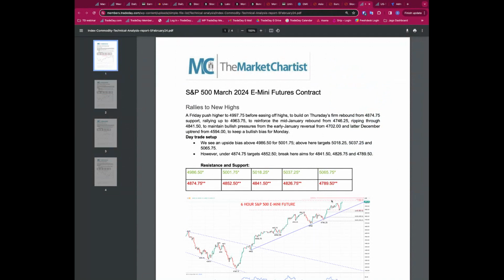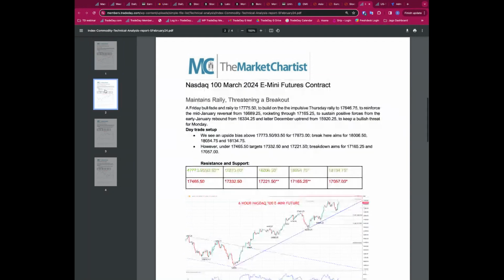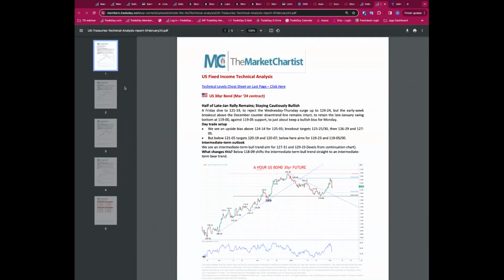If we look at the reports that you've got below you, my technical analysis reports of market charts, stocks are still obviously bullish, despite the slight wobble overnight going into this morning. We had a strong push higher to new highs, so nothing to expect more than higher stock index prices.